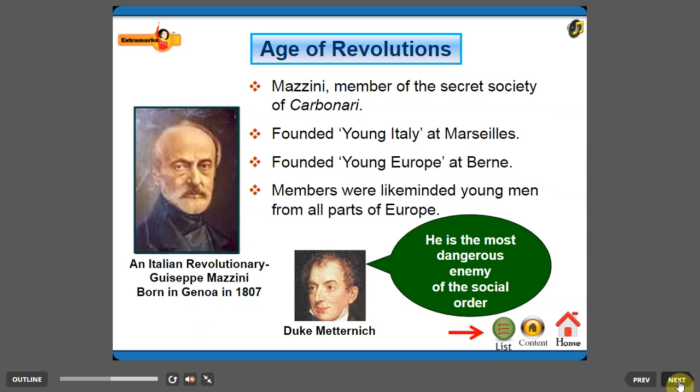Age of revolutions. Mazzini, one of the very famous revolutionaries, was a member of the secret society of Carbonari. He founded the Young Italy movement at Marseille and also founded Young Europe at Bern. All these members were like-minded young men from all parts of Europe, and during that time Duke Metternich called Mazzini the most dangerous enemy of the social order.